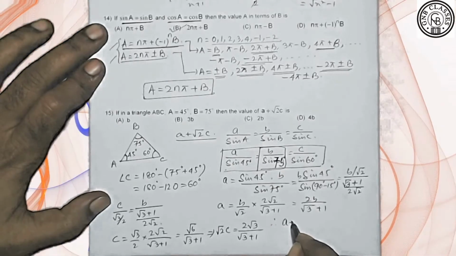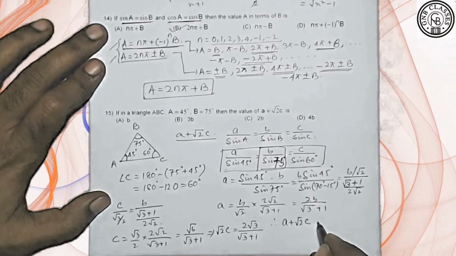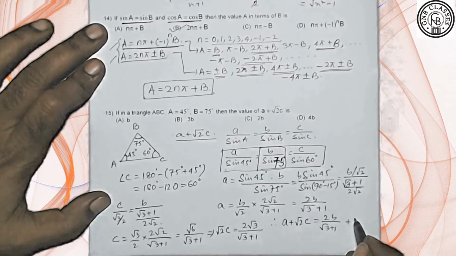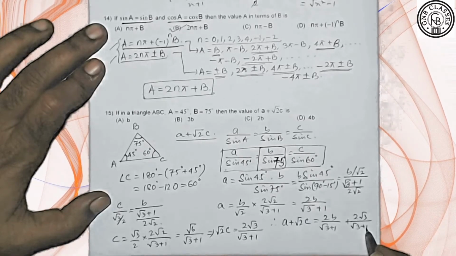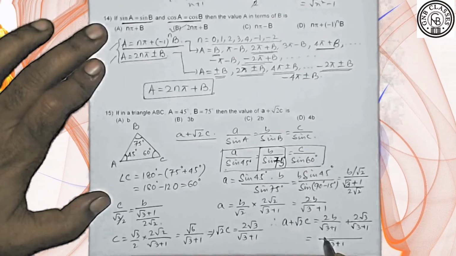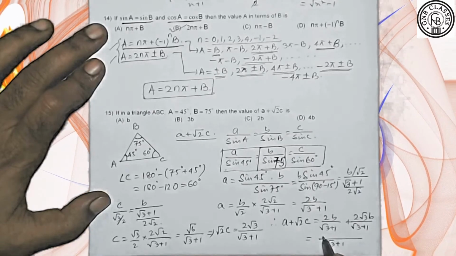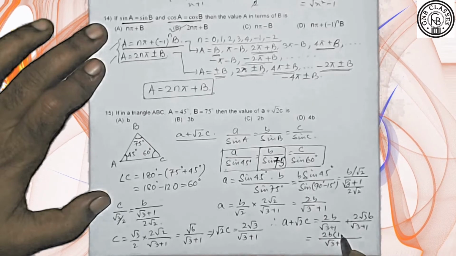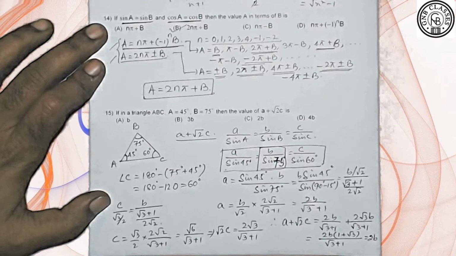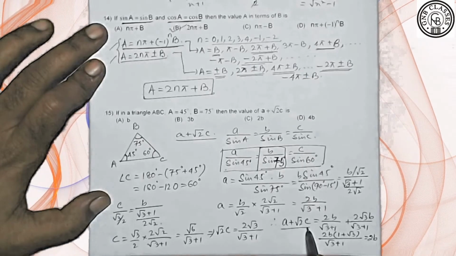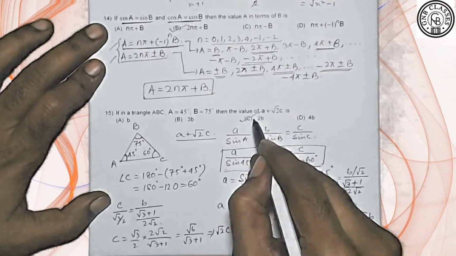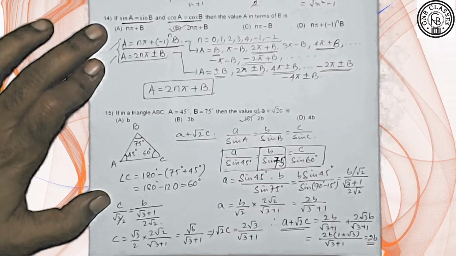Therefore, A plus root 2 C, if I take the LCM root 3 plus 1, is coming to 2B. Is it clear? Therefore, the value of A plus root 2 C is nothing but 2B. Hence, option C is correct. Is it clear to all of you? Okay.